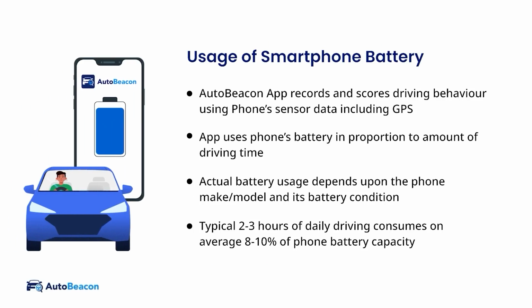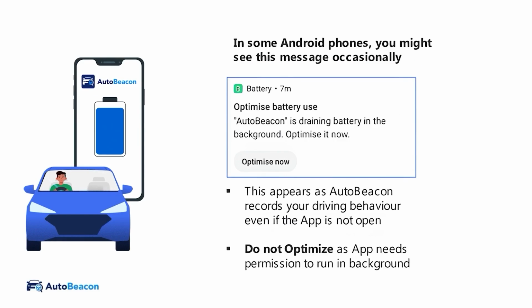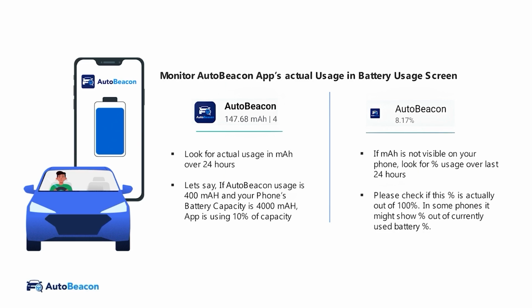The app's battery usage is proportional to driving time. Typically, 2 to 3 hours of driving consumes 8 to 10% of the phone's battery. On some phones you may see a message saying the Autobeacon app is draining your battery. This happens because the app records driving behavior even when not open. Don't optimize it; the app needs to run in the background. Instead, monitor its usage on the battery usage screen.